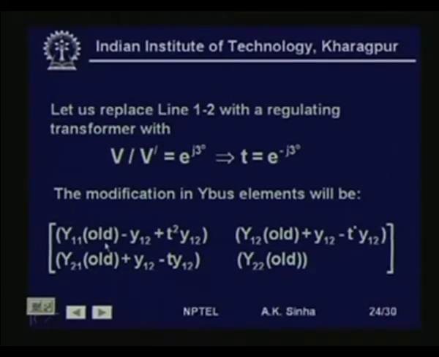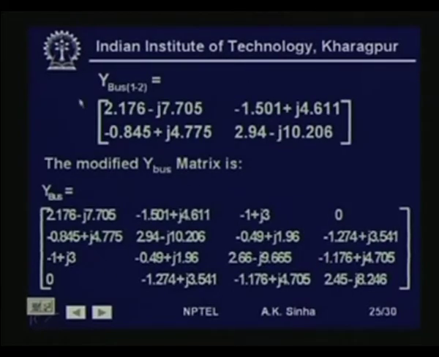So, here what we will get is again y11 old minus y12 plus t square y12, y12 old plus y12, this makes it 0, minus t conjugate y12. Now, here we are using this t conjugate, t is this. So, its conjugate is going to be plus j 3 degrees. So, here e to the power plus j 3 into y12, and y21 will be again y21 old plus y12. So, this makes it 0 minus t times y12. So, this t is equal to e to the power minus j 3 degrees, and y22 remains the same. So, if we do that, we will get Y bus 12 like this, and so these 4 elements of Y bus get replaced by these elements, and then the final Y bus comes out to be like this.